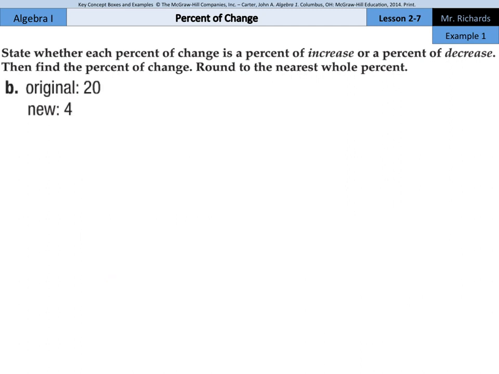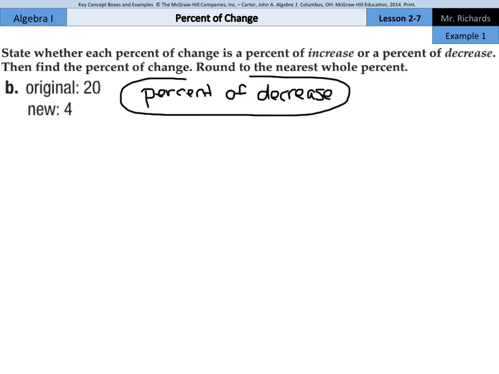In our next question, we have an original of 20 and a new of 4. So this is from 20 to 4, a decrease. So we'll say this is a percent of decrease. Now to set up this proportion, remember, this is going to be our change over the original. This is going to equal our percent change, which could be R over 100.